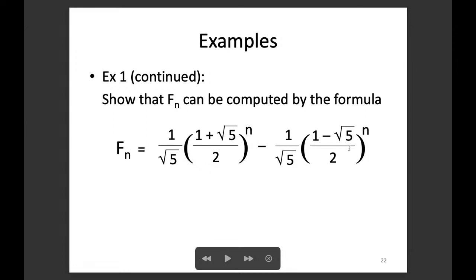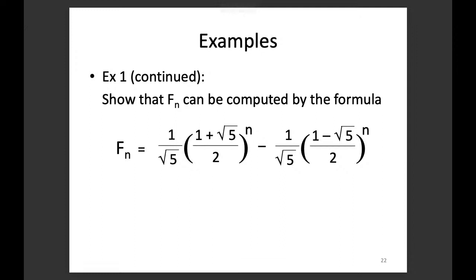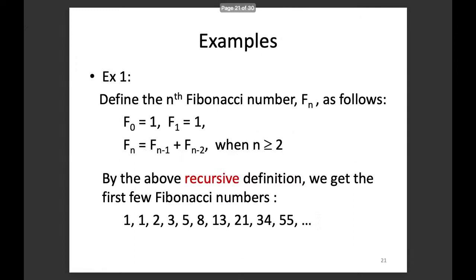But never mind. In our example, we want to show that Fn can be expressed by something we call a closed form. We just plug in the value of n, and then we can compute it. So how do we show this? To show this, we are going to show two basis cases, because there are two cases that don't have any information.